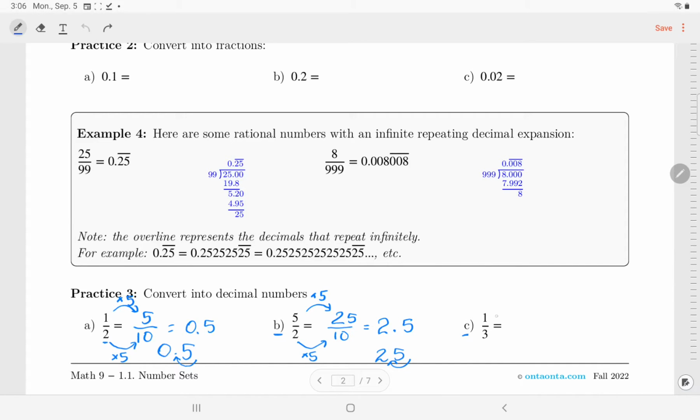In the last question, we have 1 over 3. We cannot multiply 3 by any whole number, any integer, to get 10, 100, or 1000, or even 10,000. In this case, we would divide 1 by 3, and we would get 0.3333 repeating. So either we can put a small dash over 3, or we can write 0.333 repeating.